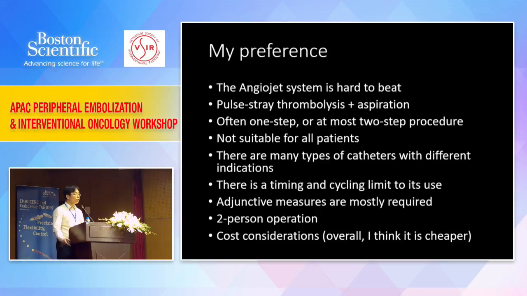There are also, to confuse things even more, multiple types of catheters with different indications depending on the size of the vessels that you're trying to treat. There is a timing and cycling limit to use, which means that you cannot continue using it forever, because you can only use it up to a certain period of time before the patient starts to develop arrhythmias and hematuria. And this is not just 1 step, because adjunctive measures are often required. To make it really simple, it is a 2-man operation: 1 person to push the catheter, 1 person to pull the catheter. And of course, there is cost consideration, although overall I think it is cheaper than the traditional method.